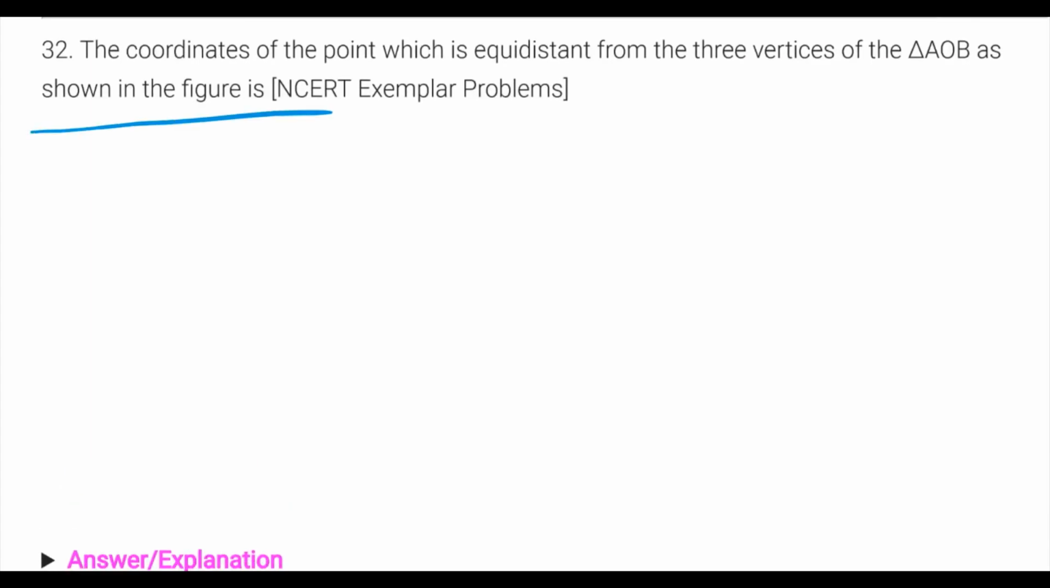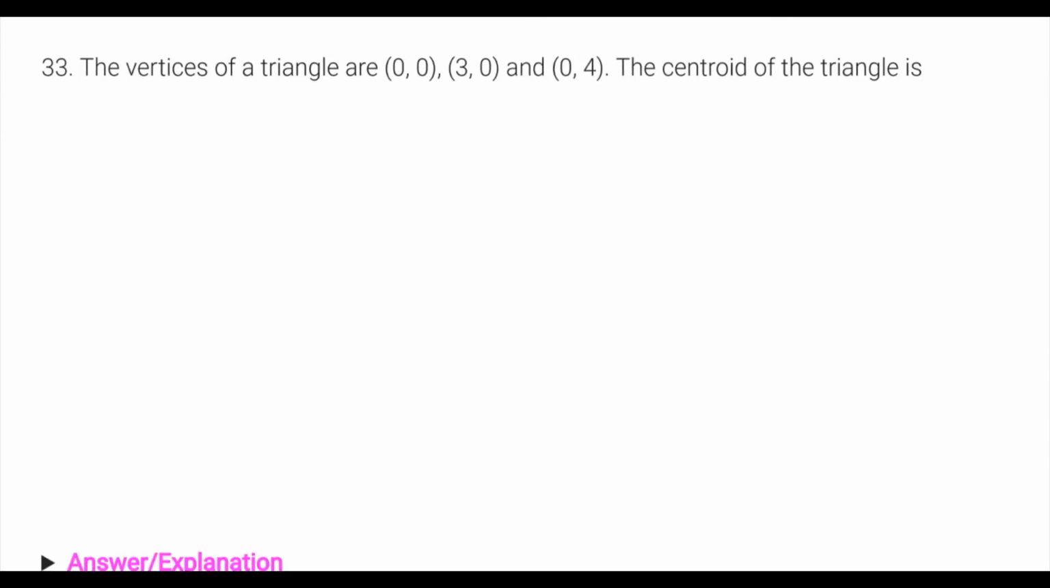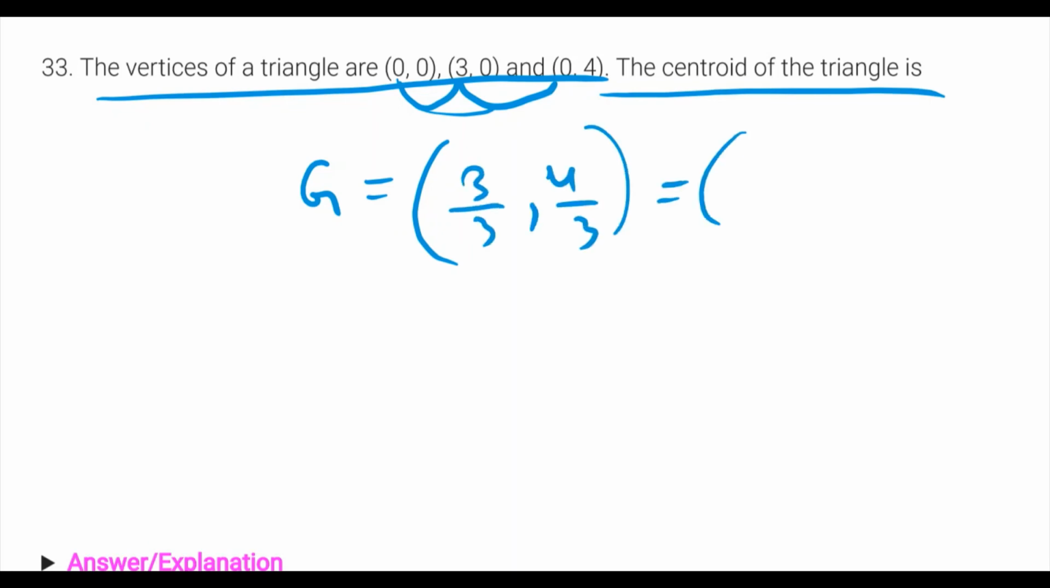Here there is no figure, so we'll skip this. The vertices were given, we need to find the centroid. Centroid equals the sum of all the x coordinates by 3 and the sum of all the y coordinates by 3. So centroid G will be 0 plus 3 plus 0 by 3, so 3 by 3 comma 4 by 3. So it's 1 comma 4 by 3.